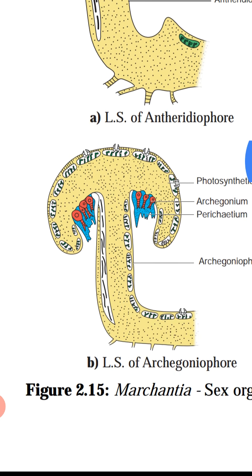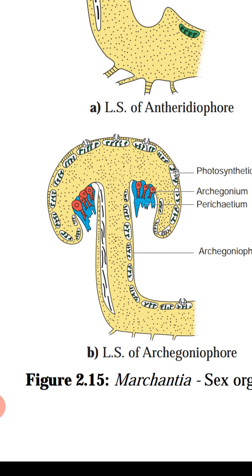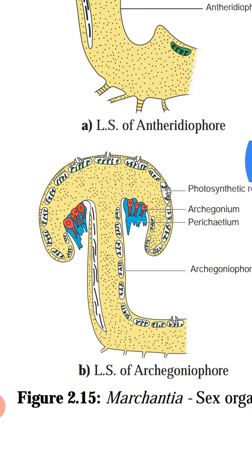In the next diagram you can find the LS of the archegoniophore. Again, between the photosynthetic pigments, you can find the stalk which has the female reproductive organ, the archegonium. The archegonia are flask-shaped structures with a broad base and a narrow neck region. So this is the structure of the archegonium. Archegonia are flask shaped.